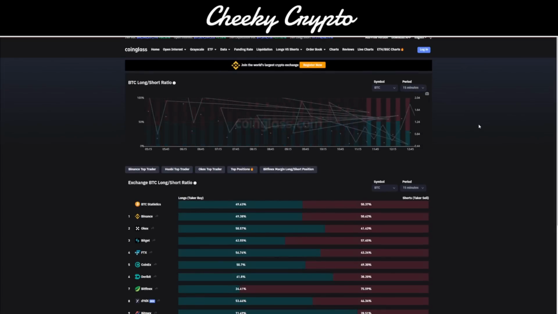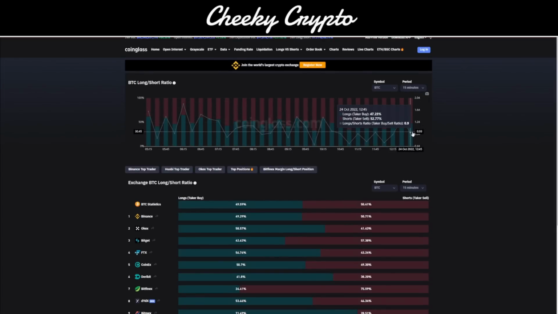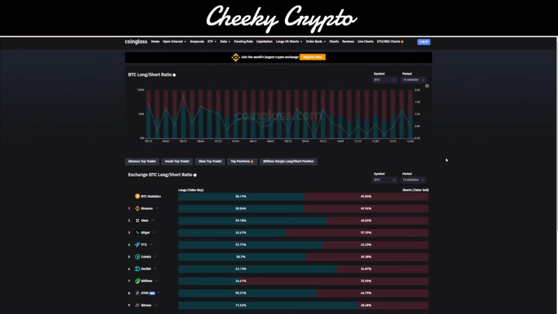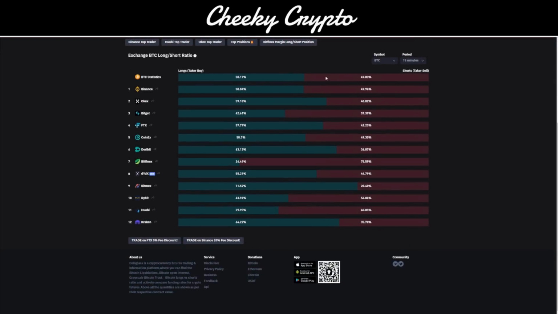However, if I come up into the 15 minutes on the aggregated data, we can see that it's actually still feeling a little bit too bearish at 52%. So the majority are going a little bit on the shorter side, and you can see by platform, there's some bullish ones and some bearish ones. Bitfinex, for example, being a little bit on the bearish side. In fact, even Bybit is feeling pretty bearish right now.